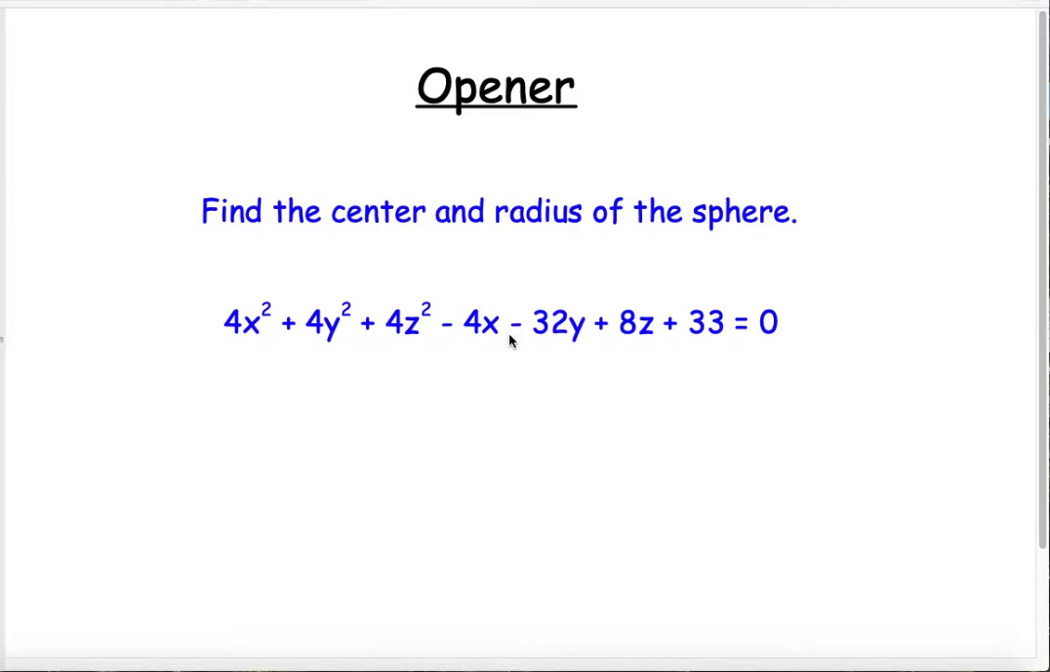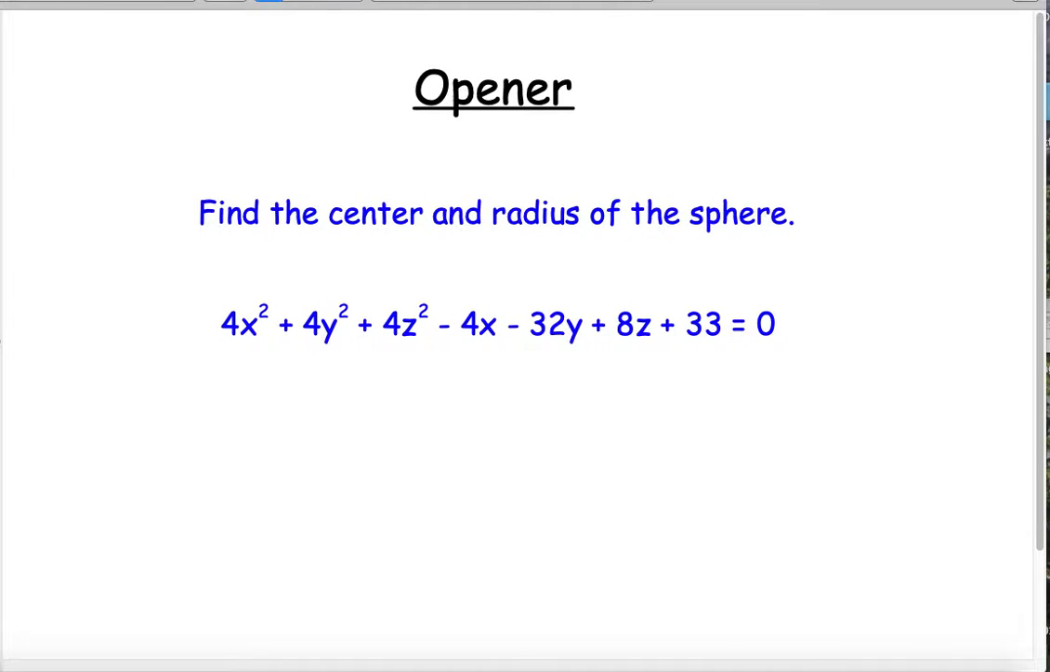So let's find the center and radius of this sphere. If you recall, the equation of a sphere is going to look something like this: x minus h squared plus y minus k squared plus z minus l squared, or whatever letter they choose, equals r squared. And so the center would be (h, k, l) and the radius is r for the sphere.